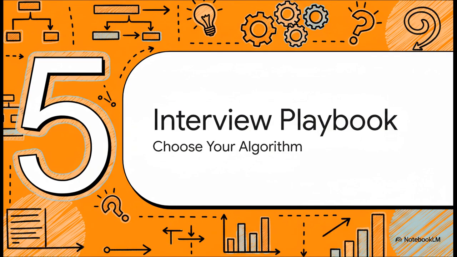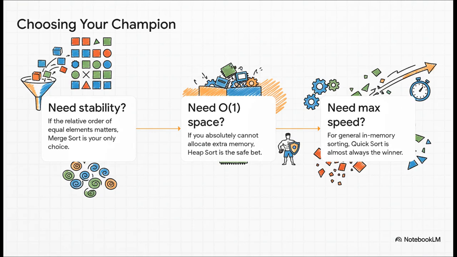Okay, so what does all of this mean for you practically? Let's boil it all down into an actionable playbook that you can use, especially when you're sitting in a technical interview and you need to explain your choice of algorithm. So here it is, your interview playbook. It's just 3 simple questions. First, ask yourself, do I need stability? If the answer is yes, the choice is made for you. It's merge sort. End of story.